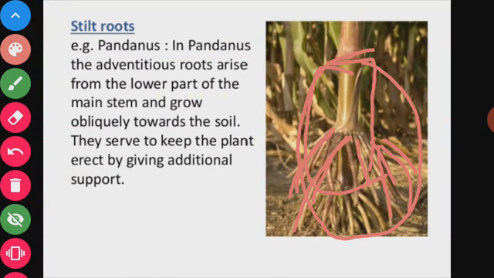Those adventitious roots which grow from the lower part of the main stem grow obliquely towards the soil, and they serve to keep the plant erect by giving additional support. Those roots are called stilt roots. These stilt roots are found in the maize plant.